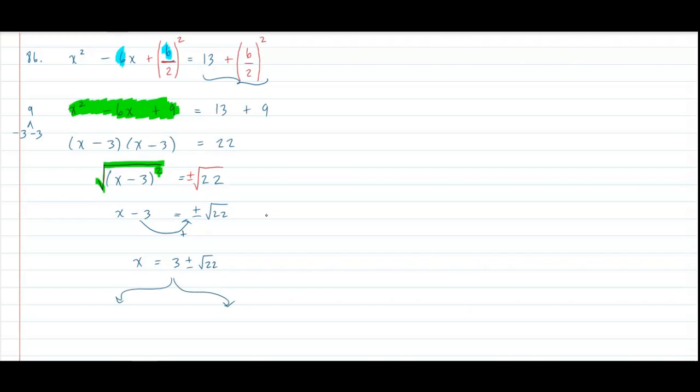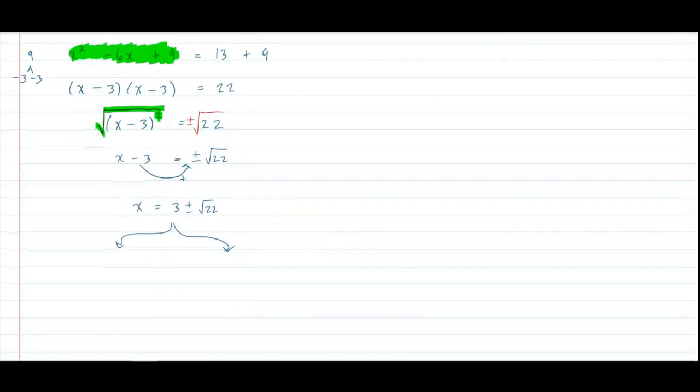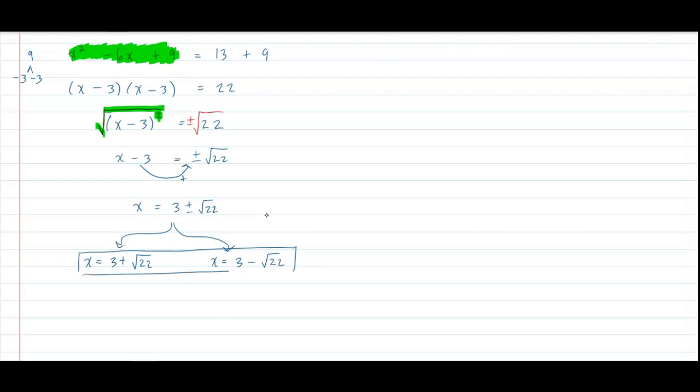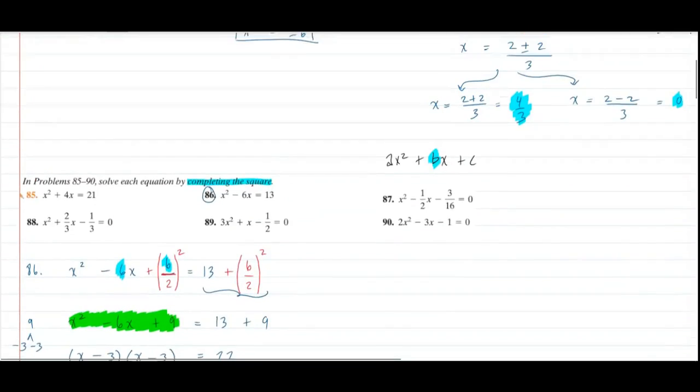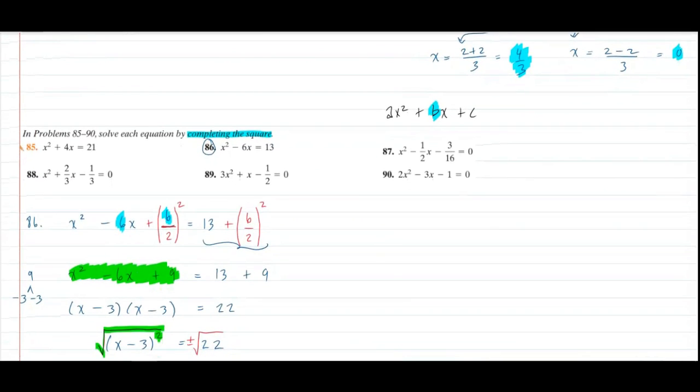You do not need to put this in a calculator whatsoever. This is a completely acceptable answer, and it's recommended that you actually keep it this way, because we like to keep our irrationals, which is square root of 22, the way it is because it's the most perfect form of it. If you try converting it into decimals, then it kind of messes it up. So 3 plus the root of 22 and 3 minus the root of 22, those are both your answers to this question. All right. Now let's try something a little bit more challenging.